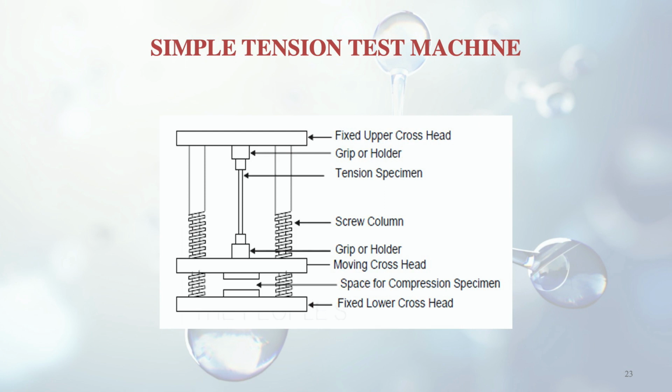Then the screw column is there. This is meant to move; this is the moving crosshead. You can see there is one labeled moving crosshead in the diagram. That is moving, not the fixed crossheads. So to move these, a screw column is required. And a space for the compression specimen is also there. So both kinds of tests can happen here, compression as well as tension. Right now we have discussed the simple tension test.